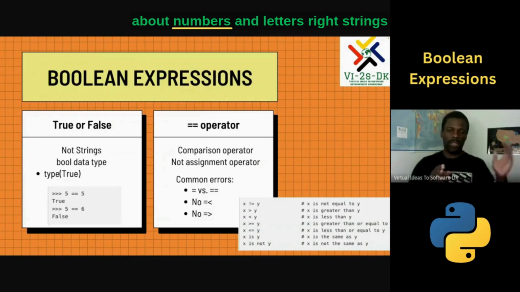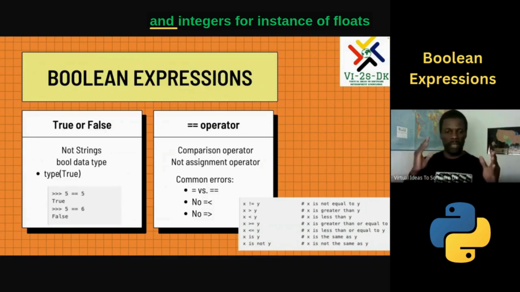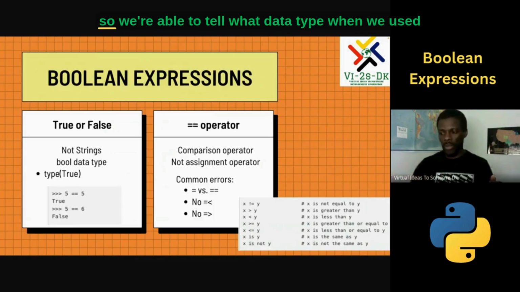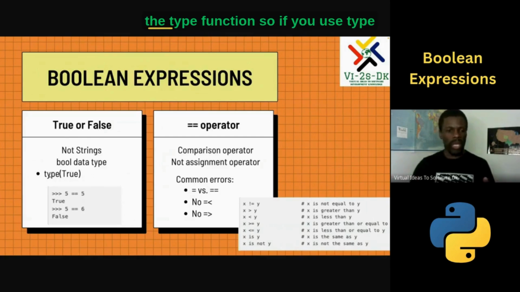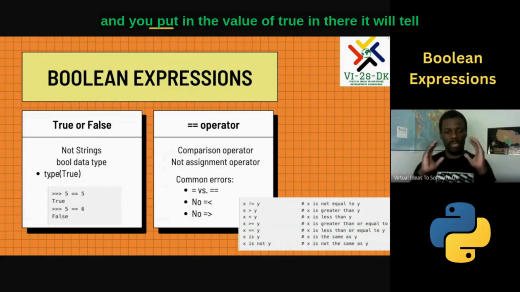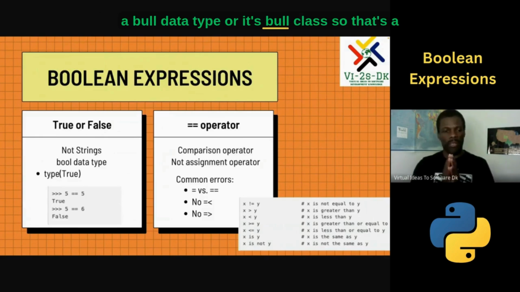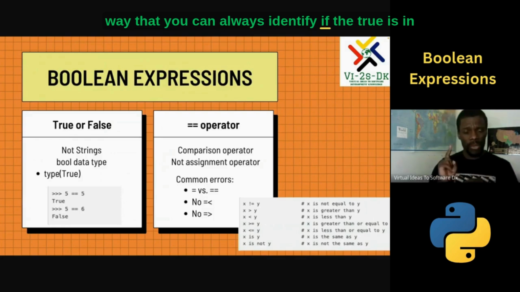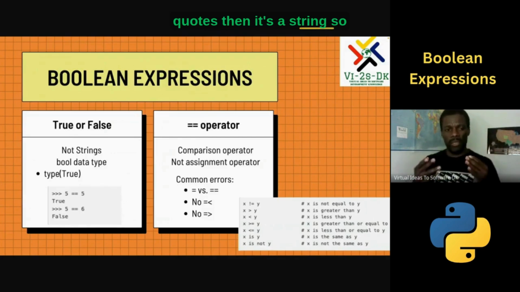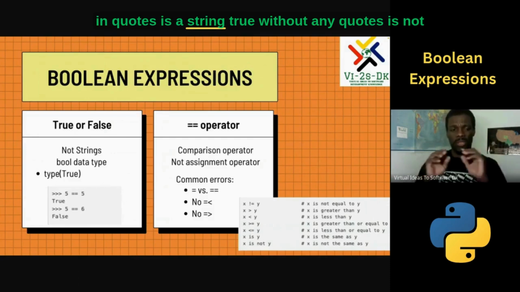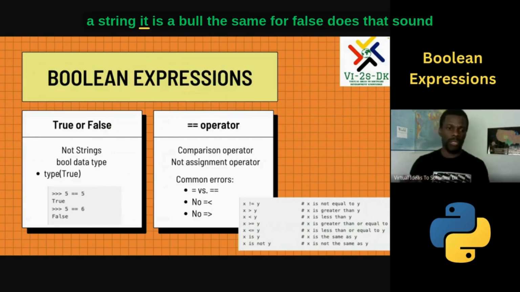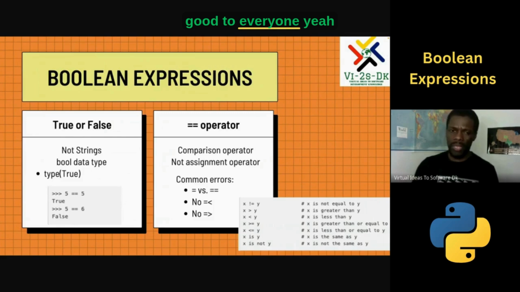And we talked about numbers and letters, right? Strings and integers, for instance, or floats. So we're able to tell what data type when we use the type function. So if you use type and you put in the value of True in there, it will tell you that it's a bool data type or it's a bool class. So that's a way that you can always identify. If the True is in quotes, then it's a string. So True in quotes is a string. True without any quotes is not a string. It is a bool. The same for False. Does that sound good to everyone?